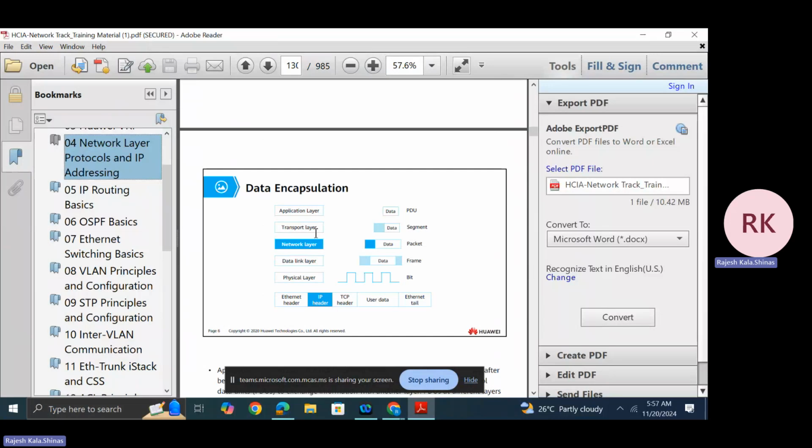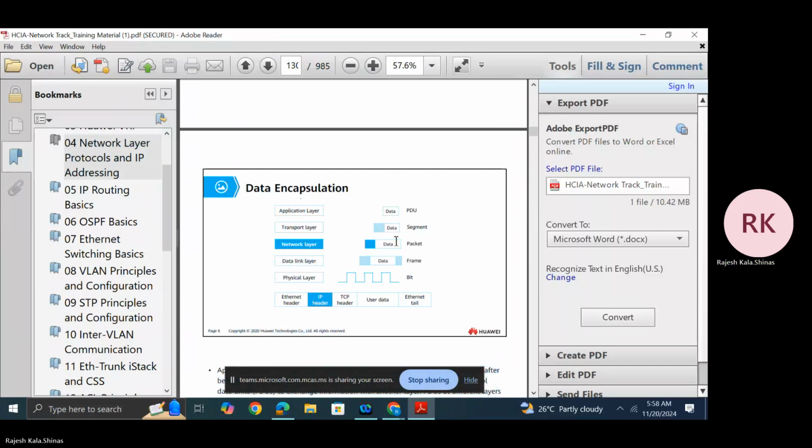Data encapsulation. Every layer of the OSI model has an encapsulation process, and we call the result a PDU, protocol data unit. Every layer makes a PDU. The application layer PDU is called data, the actual data. The transport layer adds a transport layer header along with the data, and we call it a segment. In the transport header they add the source port number and destination port number.